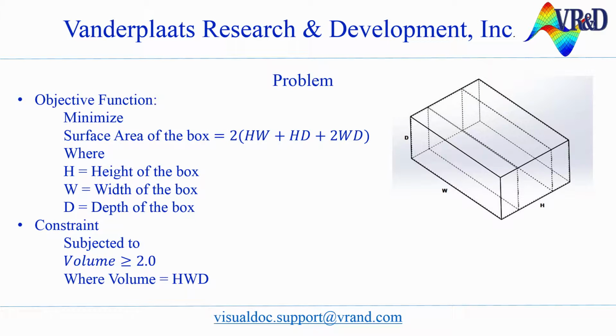Consider a rectangular box with two dividers. The objective is to minimize the use of material for making the box, that is, minimize the surface area of the box. Here, the design variables are the height, width, and depth of the box. It is subjected to the constraint that the volume of the box should be greater than or equal to 2, where the volume of the box is given by height times width times depth.